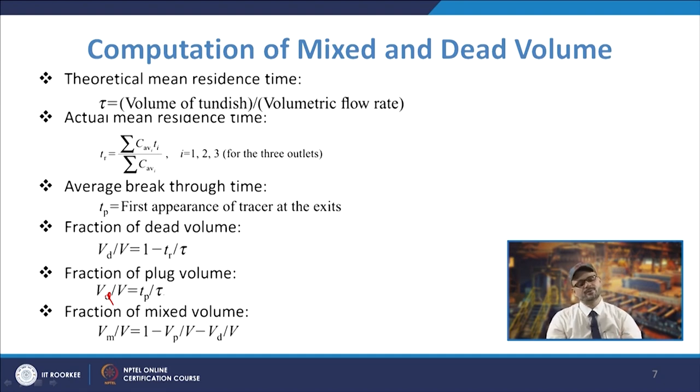VP by V will be TP by tau. Now tau, you know, is the theoretical mean residence time. Once you have the theoretical mean residence time defined, and once you calculate the actual mean residence time, the dead volume will be computed as 1 minus TR by tau.